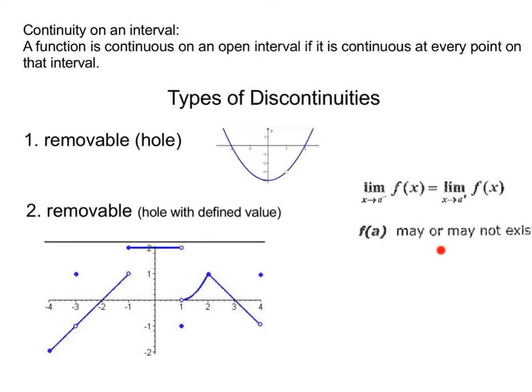Here are at least two types of discontinuities. There's a removable discontinuity, a hole. It's called removable because the limit exists there. Then it's removable, a hole with a defined value, right? You can see that here. And so when it says that the limit from the left has to equal the limit from the right, that point, f of a, may or may not exist. It doesn't have to exist to have a limit.